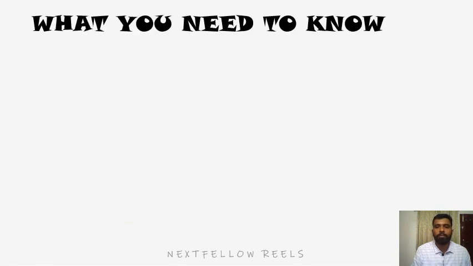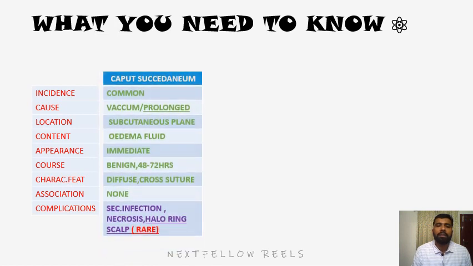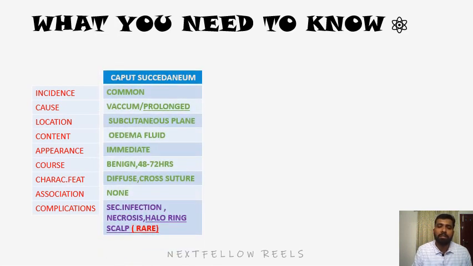What do you need to know for NEET PG? First thing you have to learn is caput succedaneum. It is a fairly common lesion, seen in approximately 40% of newborns, and it can happen due to prolonged labor, where the child's head is trapped in the birth canal for a prolonged period of time, and even after vacuum deliveries. It happens in the subcutaneous plane, and the content is edema fluid. It is seen immediately after birth, and it is benign in nature, requires no treatment, and starts disappearing within the first 48 to 72 hours of life.